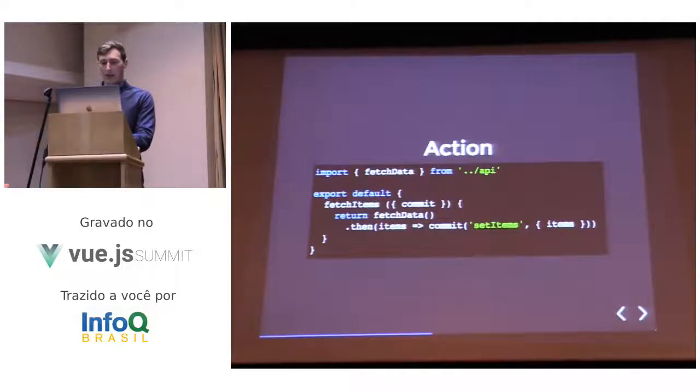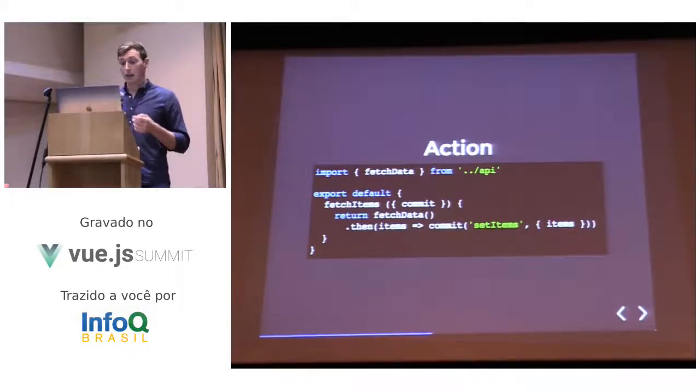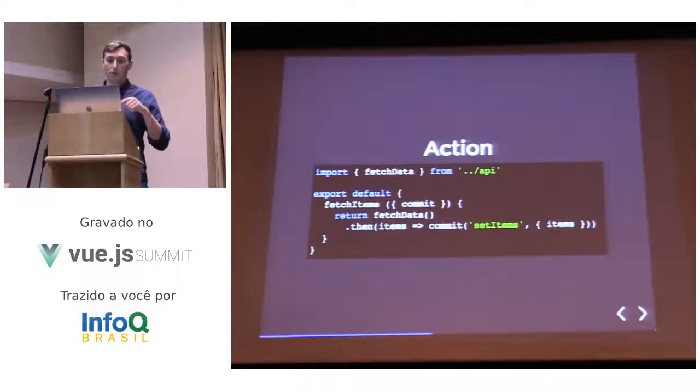So you can see here we have a fetch items action, and it extracts commit from the context object that it's called with, and then it calls this fetch data function. And with the result of the fetch data function, it commits set items. So if we were going to test this, we would have to do two things. We need to somehow control the data that's returned from the fetch data function, and we also want to make sure the fetch data function doesn't make an HTTP request.